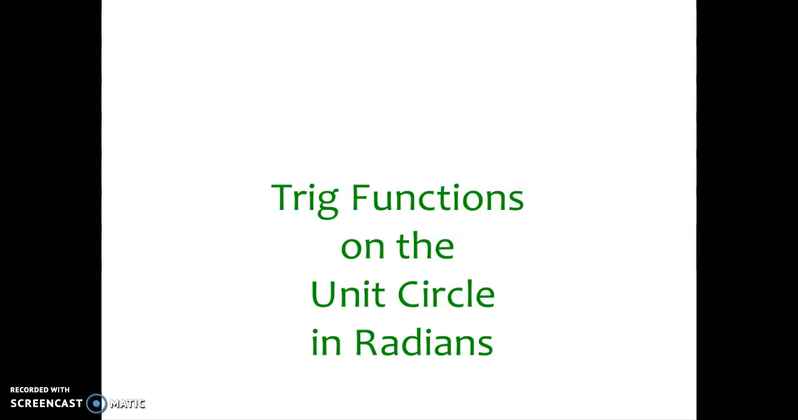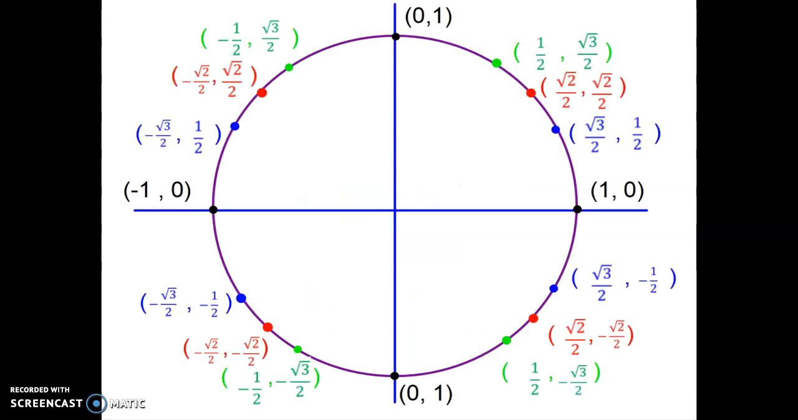Okay, let's take all the information that we know about the trig functions, all the information that we know about degrees, all the information that we know about radians, and we're going to put those things together to look at the trig functions going around the unit circle, except instead of focusing on degrees like we did before, we're going to focus on radians.